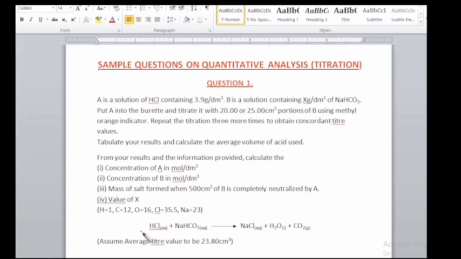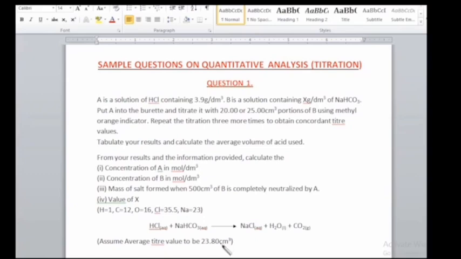So like what we wrote just minutes ago, this is the reaction equation here. We have hydrochloric acid reacting with sodium hydrogen trioxocarbonate to give us sodium chloride in aqueous form, water, and carbon dioxide. So that is what our reaction is looking like. For this particular reaction, we'll be making use of 23.80 centimeter cube as our average titre value.